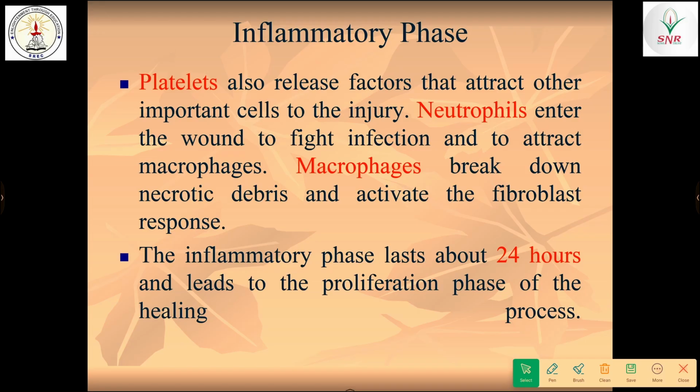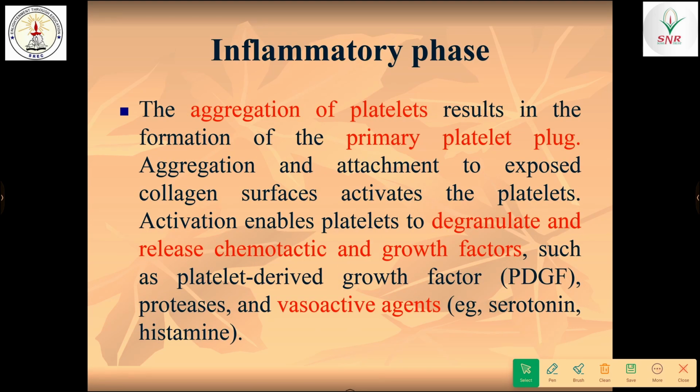This inflammatory phase actually lasts about 24 hours, and the next stage is the proliferation phase. In the inflammatory stage, we can see vasoconstriction, platelet plug formation to block the blood flow, and formation of the clot, so that the blood flow is now restricted.